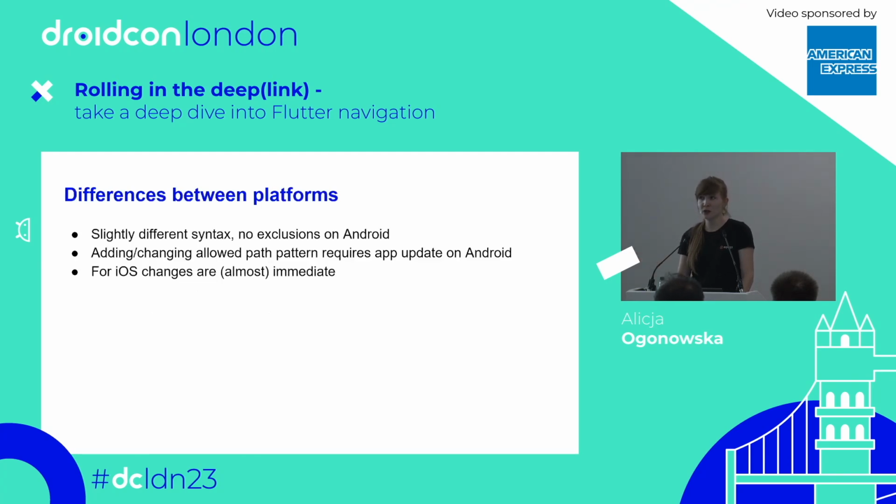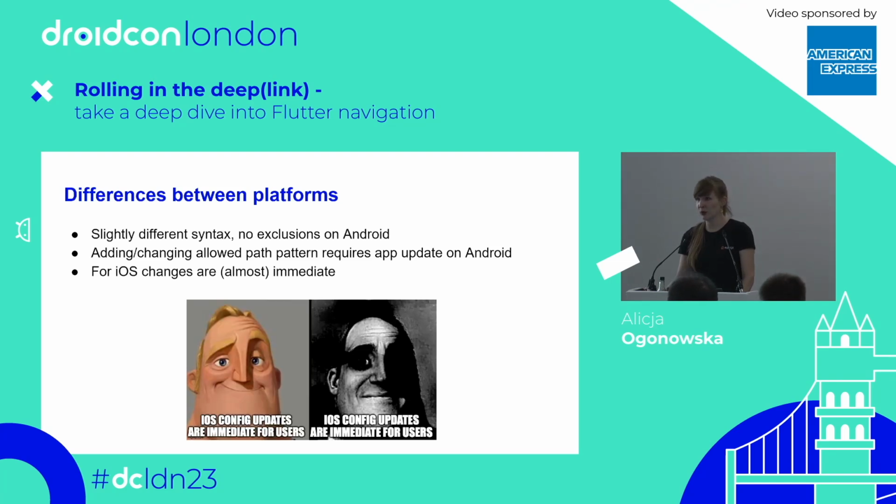So basically, your server doesn't fully verify your app, and definitely you need to check if, for example, the fingerprint matches. So things that you need to keep in mind is that we are making a Flutter app, but for deep links there are setup that needs to be done natively, and there are slightly different syntax. Also, there are no exclusions in Android. Also, what is very important is that if you change the allowed paths in Android, you need to ship a new version of your application, while on iOS this happens almost immediately, almost because still Apple needs to update the file, but it's quite fast.